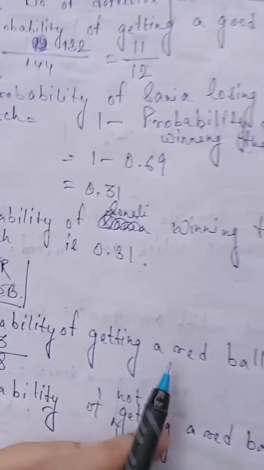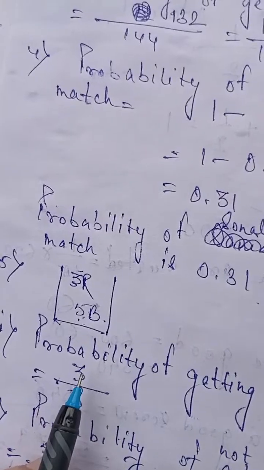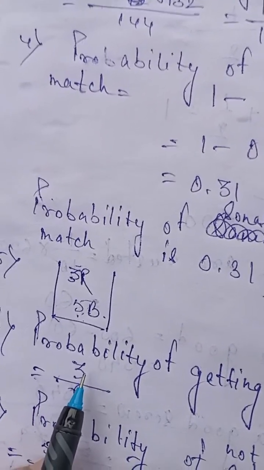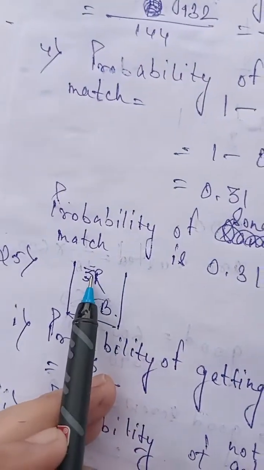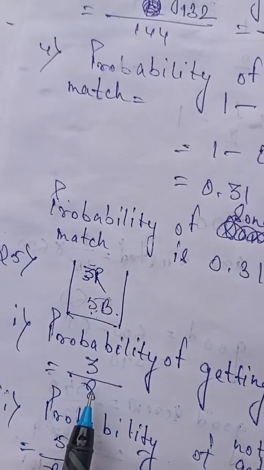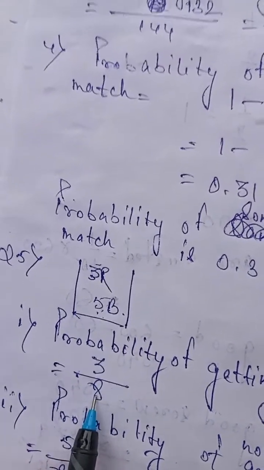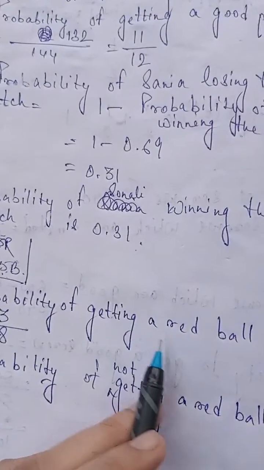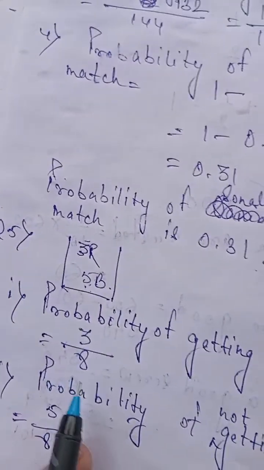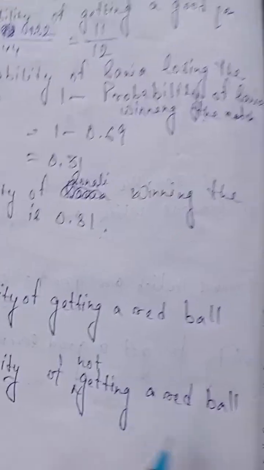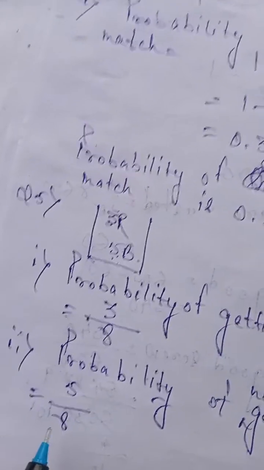And the probability to get a red ball is how many? You know that the number of favorable outcomes to get a red ball is 3 by the total number of possible outcomes, that is the total number of balls, that is 8. So the probability to get a red ball is 3 by 8, and the probability of not getting a red ball is 5 by 8.